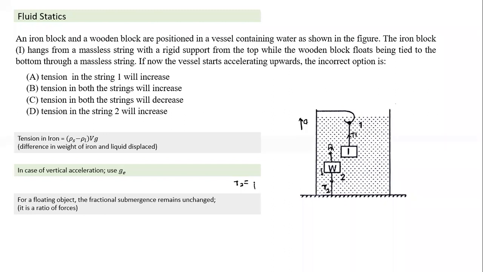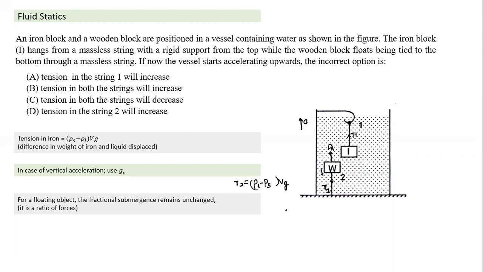So in the case of T2, it will become the density of the liquid minus the density of the wood, or we can say solid here, times V times g. So here also, if we place g', this tension will increase. It doesn't matter whether the object is suspended or floating. If we give an upward acceleration, the tension will increase in the same proportion as g' by g.